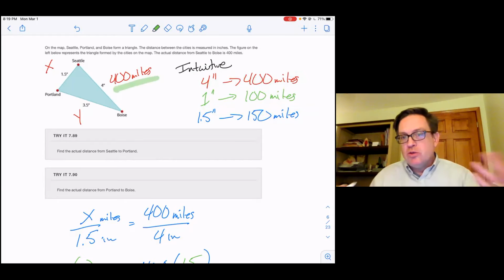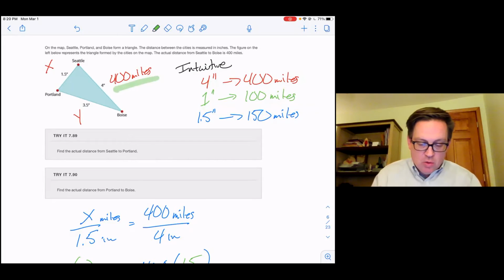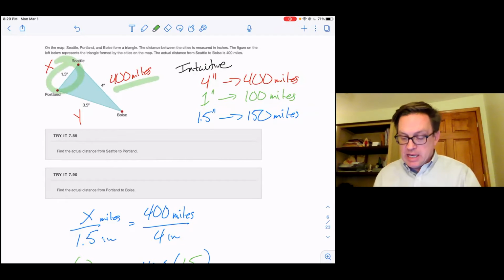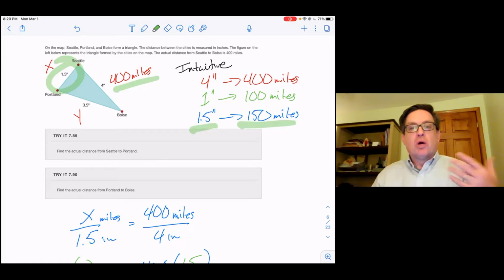And then if we want to use that scaling factor, we want to know proportionally what's 1.5 inches from Portland to Seattle. So 1.5 is clearly 150. Again, the numbers work out nicely. So you can do a mental scaling proportional idea to figure this out.